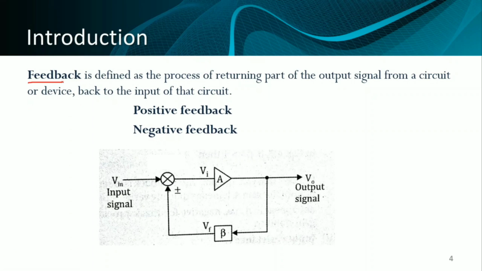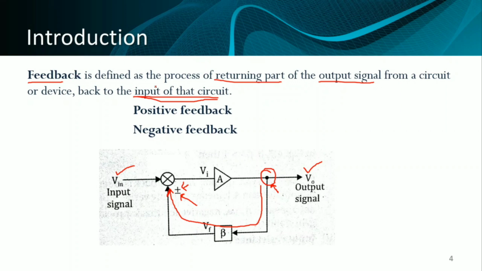Let us introduce what is a feedback amplifier. What is feedback? Feedback is a process of returning a part of the output signal from the circuit back to the input of that circuit. So when you have a circuit with feedback, we take a portion of the output signal. If this V0 is your output signal, we take only a part of it as feedback. We take it back to the input, and either we add it or we subtract it with the input. So we are taking only a part of the signal and giving it back to the same circuit, and this is called feedback.